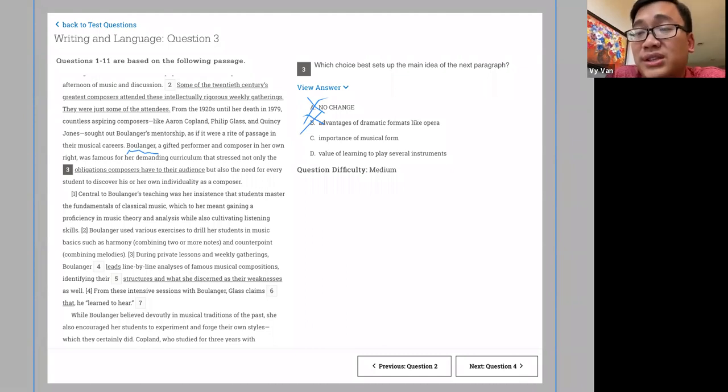C, importance of musical form. Form and knowledge, basic skills, all of those are in the same line. So I'm going to put a question mark here. I think C is the right choice, but I'm not entirely sure. And then D, value of learning to play. She doesn't talk about the value of learning. She just wants her students to focus on basic knowledge and skills. So I think C is the best choice here. Okay, so this is relevancy.